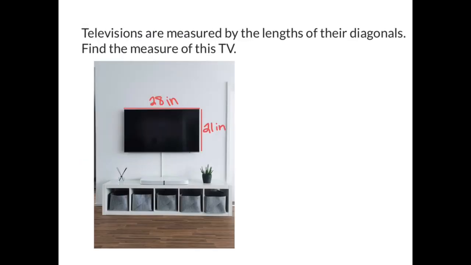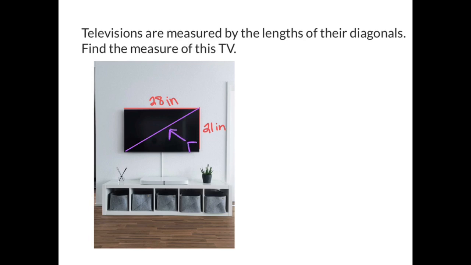So televisions are measured by the lengths of their diagonals. So we're trying to find the measure of this TV. So again, the diagonal is going across here. Going across right there, that's the diagonal. The diagonal will be our hypotenuse because that's our right angle there.